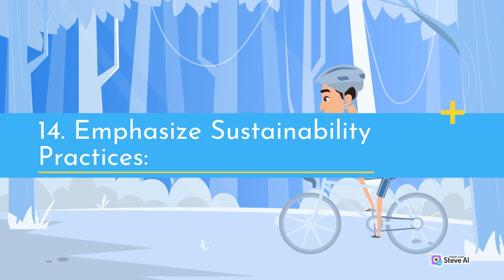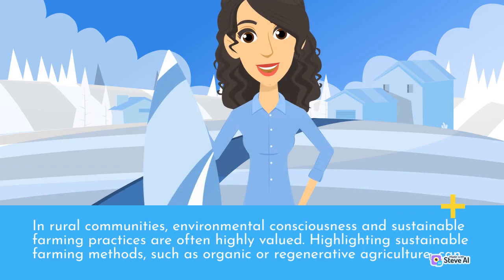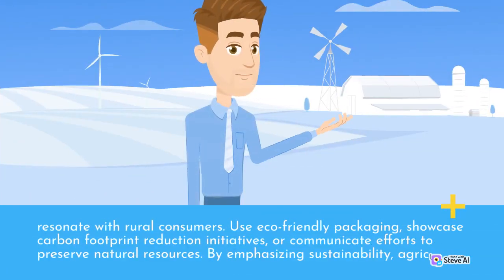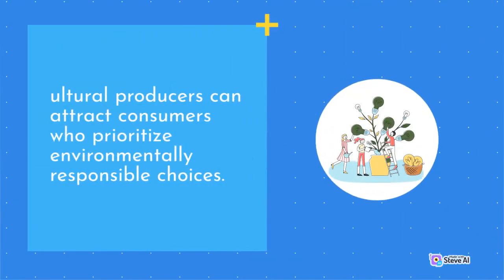14. Emphasize sustainability practices. In rural communities, environmental consciousness and sustainable farming practices are often highly valued. Highlighting sustainable farming methods, such as organic or regenerative agriculture, can resonate with rural consumers. Use eco-friendly packaging, showcase carbon footprint reduction initiatives, or communicate efforts to preserve natural resources. By emphasizing sustainability, agricultural producers can attract consumers who prioritize environmentally responsible choices.